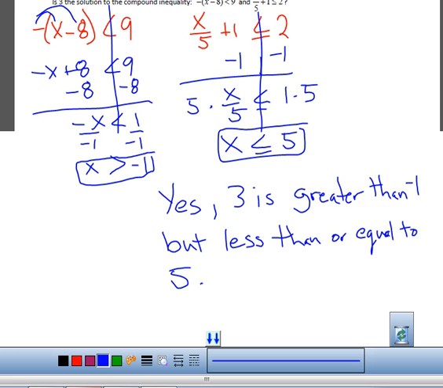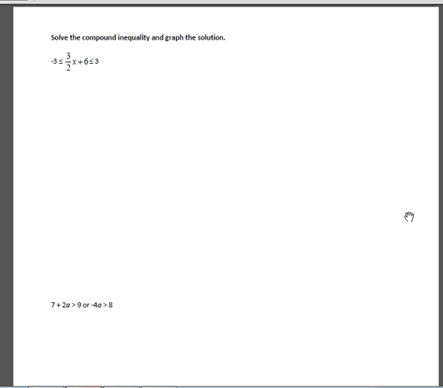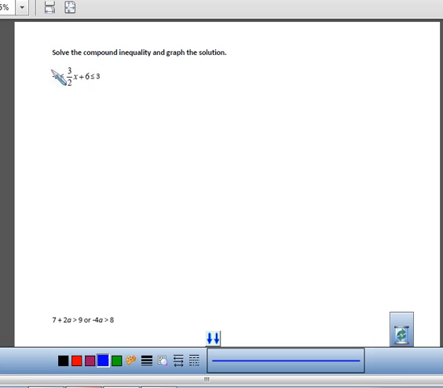Alright, so let's take a look at page 16. Here we have a compound inequality that's written in set builder notation where it's all together. Now, we need to break this up so that it's 2 inequalities. By the way, this is an AND inequality. So one of the inequalities would be negative 3 is less than or equal to 3 over 2 x plus 6, and the other one would be 3 over 2x plus 6 is less than or equal to 3.